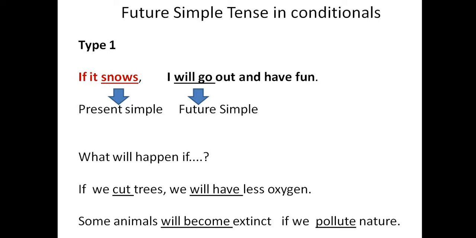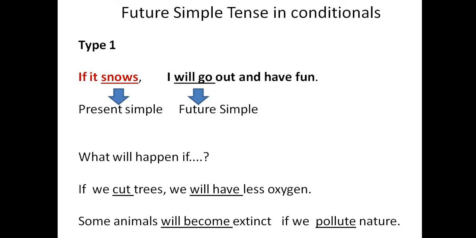You remember these sentences which start with if. If it snows, I will go out and have fun. Ako pada sneg, ići ću napolje i lepo ću se provesti. So, in the if part of the sentence, we use present simple, as you can see on the slide. And in the main part of the sentence, we use future simple tense. Dakle, u if delu rečenice koristimo present simple, a u glavnom nezavisnom delu rečenice koristimo buduće prosto vreme, odnosno will, plus glavni glagol.